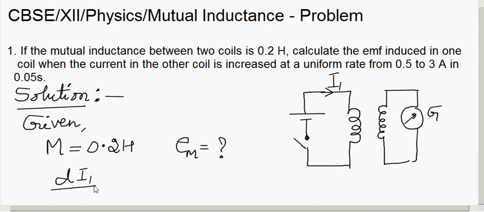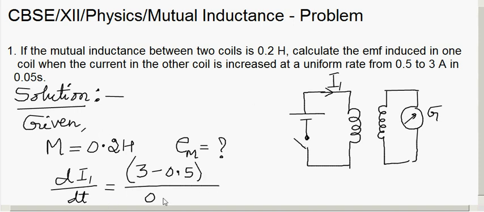Now di1 by dt, the rate of change of current: the current changes from 0.5 to 3 ampere. So we can calculate this as final current minus initial current. The change in current is 3 minus 0.5, final current minus initial current, divided by dt, that is 0.05. How much are you getting? 3 minus 0.5 divided by 0.05. Yes, this is 50 ampere per second.